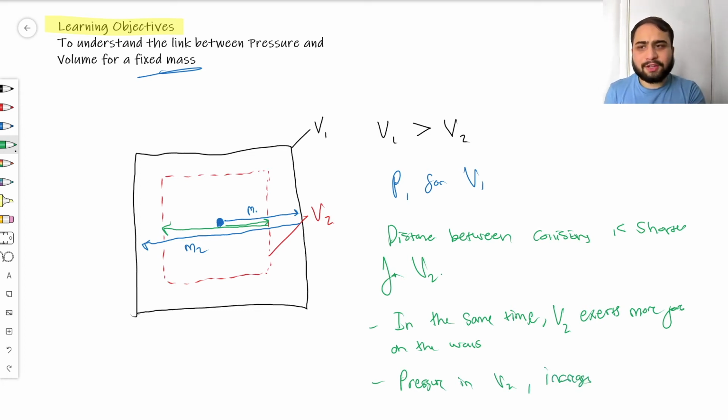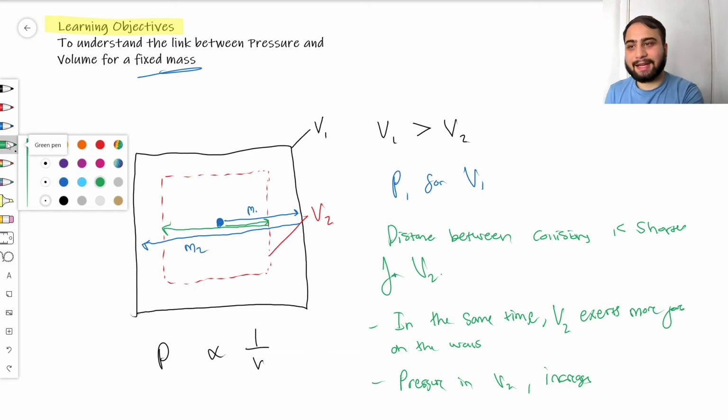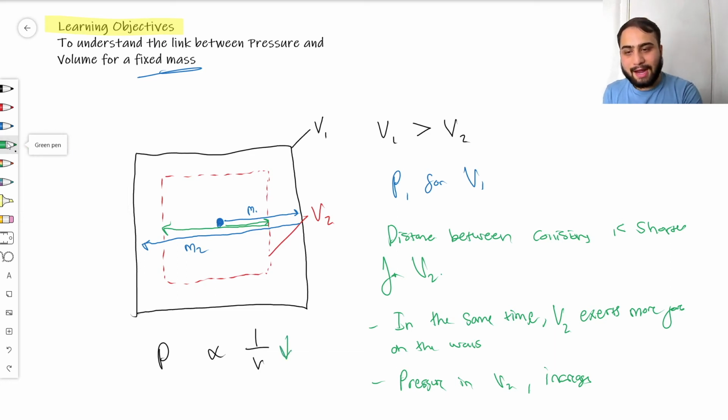So what sort of relationship does this show? Well, this really shows us that pressure and volume are inversely proportional. If volume decreases, pressure increases. So let's see that. I have here a smaller volume, and because we're going from V1 to V2, and because it's inversely proportional, that tells us that pressure should increase. So that's really all there is to pressure and volume for a fixed mass of gas. The relationship between the two is inversely proportional.